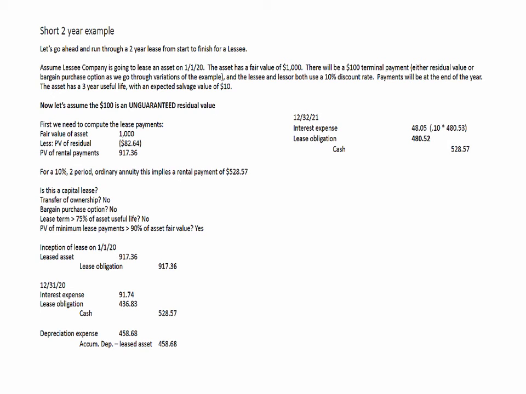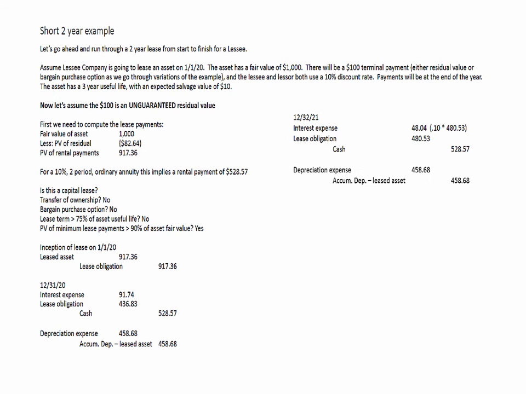Now, in this case, we've got a little bit of a problem. The lease obligation balance after the 12/31/20 entry was $480.53. We just paid off $480.52, so there's still a penny left in that lease obligation account. So here we have a little bit of a rounding error just due to the computations of the present value and the payments. So we need to go ahead and sort of fudge those numbers a little bit, take away a penny from the interest expense, and add a penny to the debit to the lease obligation.